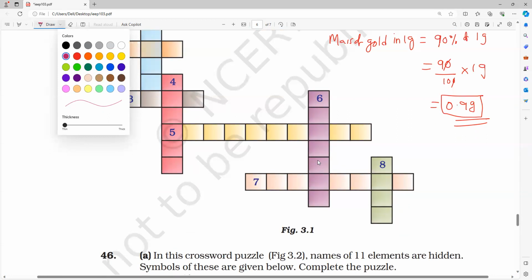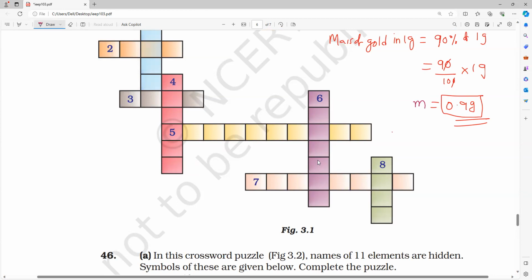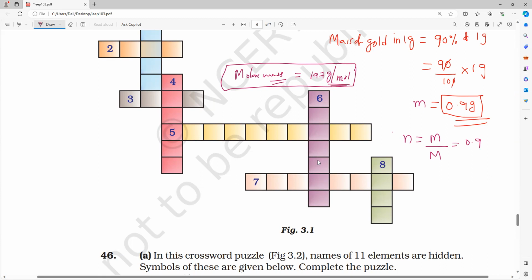Now they are asking number of gold atoms. So you can see, now we found the given mass. So number of moles is equal to given mass divided by molar mass. Now I am teaching you, you don't know, you learn. Molar mass of gold is 197 gram per mole. Please note it. Learn it. Very important because gold is a very familiar element. So you can write 0.9 divided by 197. Let me write it 9 divided by 1970. Do the division and tell me how much it is.